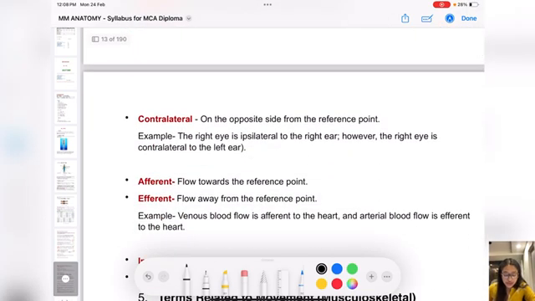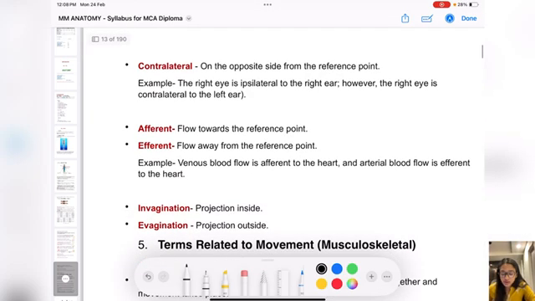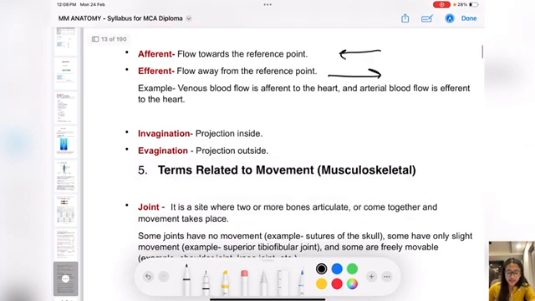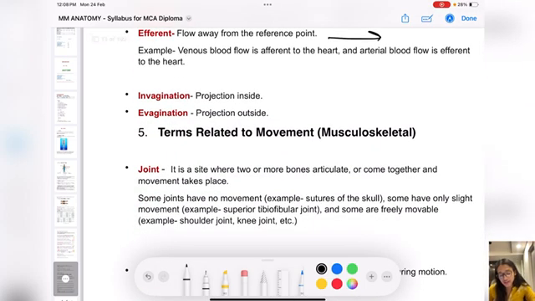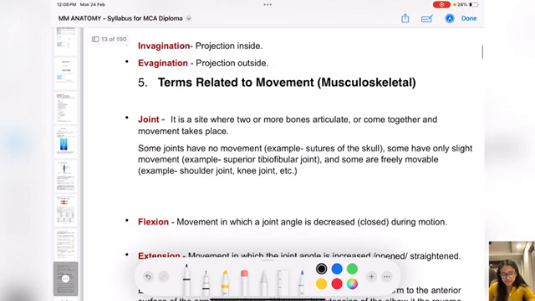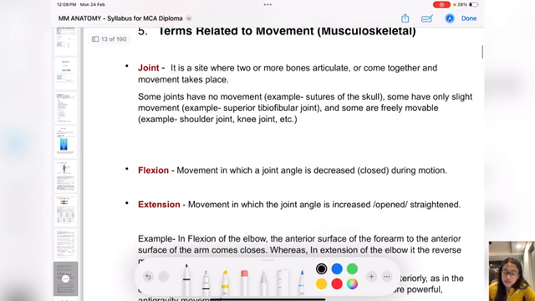Ipsilateral and contralateral: on the opposite side from the reference point. Afferent, flow towards the reference point; efferent, flow away from the reference point. Invagination, projection inside; evagination, projection outside. Now, what is a joint? When at a site two or more bones articulate with each other and make a junction which is movable, non-movable or slightly movable, it is known as a joint.